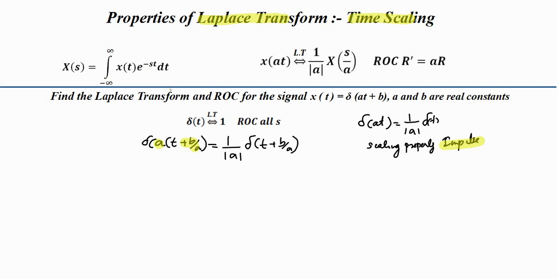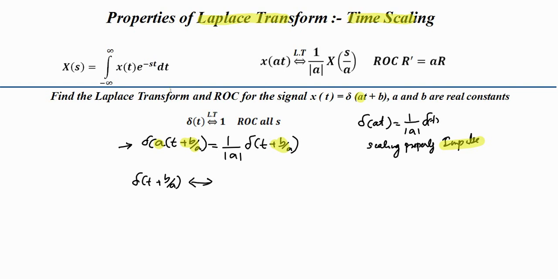Now if you look at this signal, the signal is del of t plus b by a, which means we need to apply the time shifting property, not the time scaling property. Some students make the mistake of directly applying the time scaling property by seeing this del of a into t. But for the impulse signal, it's very important: there is a scaling property, and first we need to apply it. So you will get a new signal, which is del of t plus b by a. Now this is the time shifted version of an impulse signal.